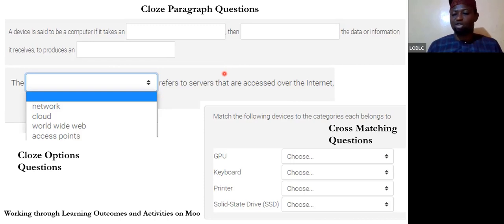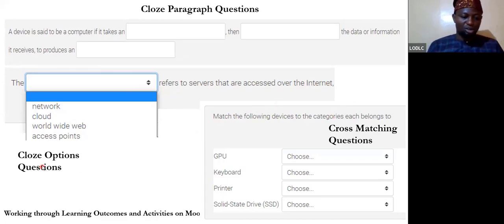Then we have closed option questions. In closed option questions, students are expected to click on this particular arrow so as to see the correct options. Look at this one: the dash refers to servers that are accessed over the internet. If the correct option is network, the student will pick network. If the correct option is cloud, the student will pick cloud. And if the correct option is World Wide Web, the student will pick World Wide Web. So students are expected to pick the correct option from the drop-down arrow.